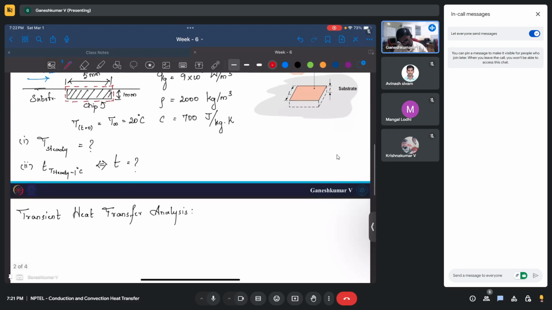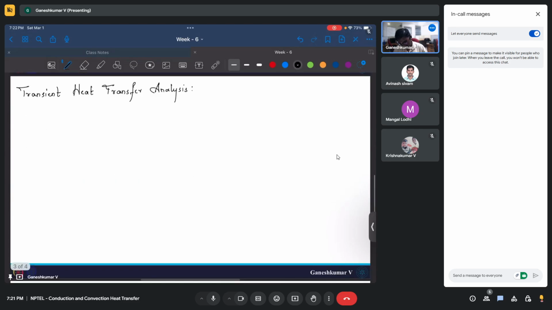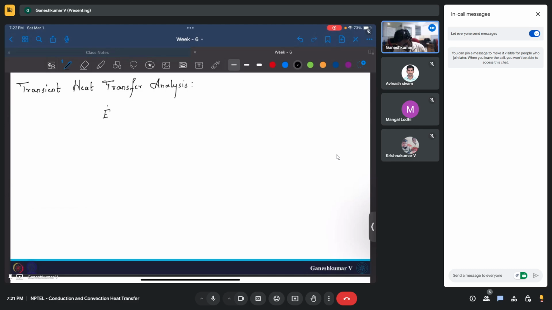We all studied energy balance, and what the energy balance says is E dot in minus E dot out plus E dot generation is equal to E dot stored. This is the general energy equation. From here we started deriving, and then we ended up having different heat conduction equations in different coordinate systems, with generation, without heat generation, all these things. Everything started from this place.